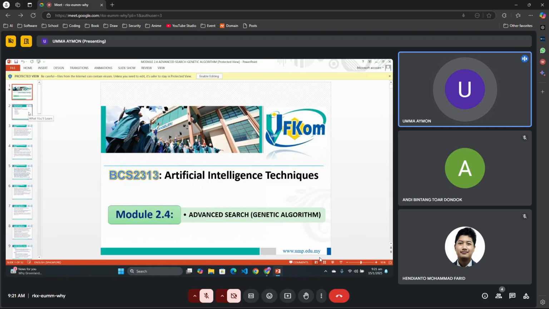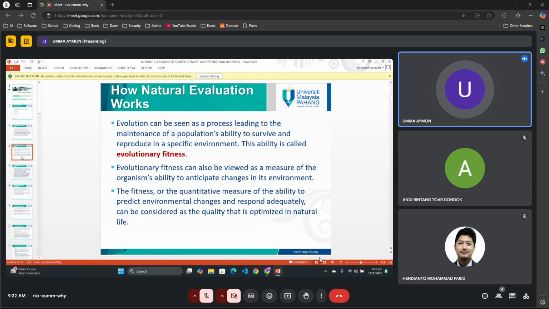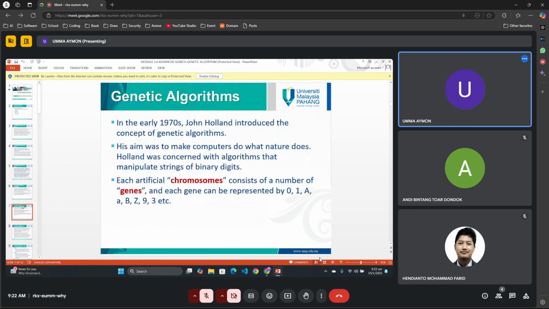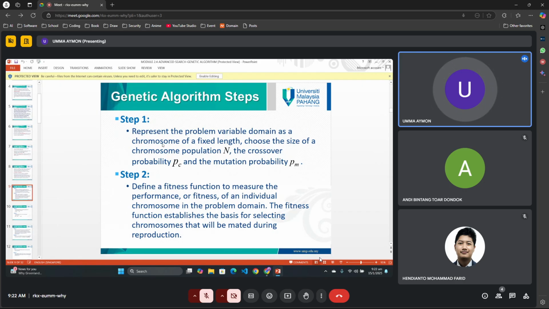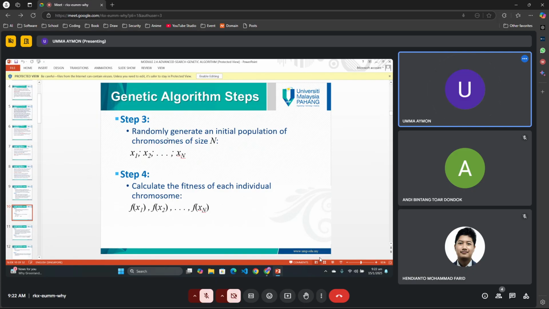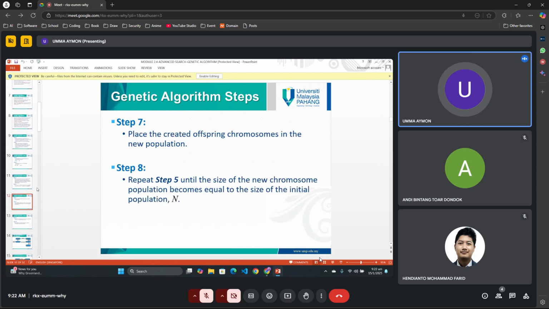So if we just go through the lecture slide, genetic algorithm is kind of using the natural way of reproduction and other things. We are using that sequence to improve our optimization or search algorithms. Basically it consists of crossover and mutation. These are the steps where we choose a population n, the crossover probability pc and the mutation probability pm. Then we do some fitness calculation, do the crossover and mutation, and keep repeating the process until some condition is met.